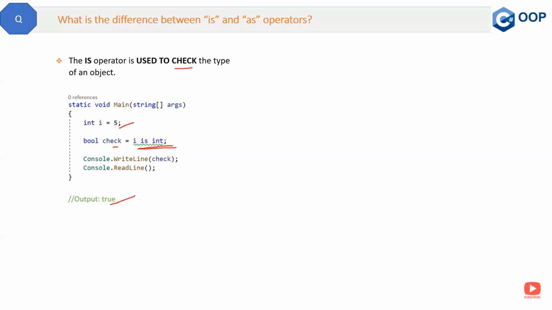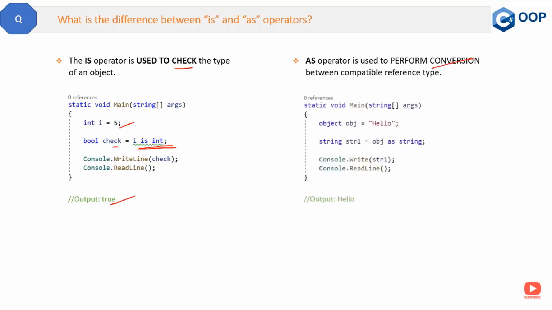Now we will see what is as operator. As operator is used to perform conversion between compatible reference types. So again, let's see the code.